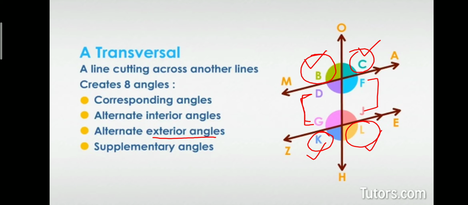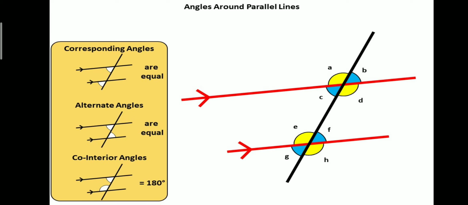So the next one is what will happen when a transversal line cuts two parallel lines. So first of all, I want to talk about parallel lines. What are parallel lines? You all studied in class 6 that parallel lines are lines which never meet each other at any point. So parallel lines are those lines which never meet each other at any point, even if they are extended.